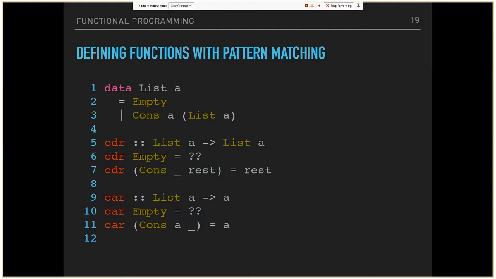And now we need to think about what to fill in for those question marks. Does anyone have any idea? Let's take CDR first. What can we put in place of the question marks on line 6? What should be the result when you take the tail of an empty list? Maybe it's something like None or nothing. So you can return None, right? In a language with nulls, you can return null or something.